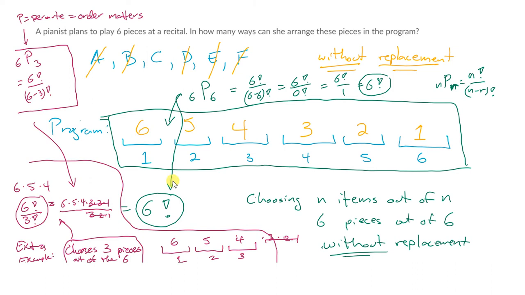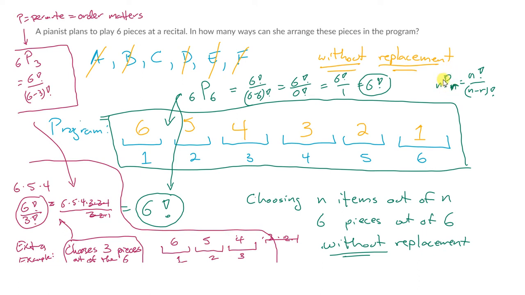Now, you don't need to think of it that way. If you're choosing all items that are available, like all 6, there's 6 things to choose from, and we're choosing all 6 of them, order matters, no replacement, then it's just 6, 5, 4, 3, 2, 1. It's just 6 factorial. You don't need to think of it as a permutation, but if you did, the permutation formula still works. So when do you use permutations?